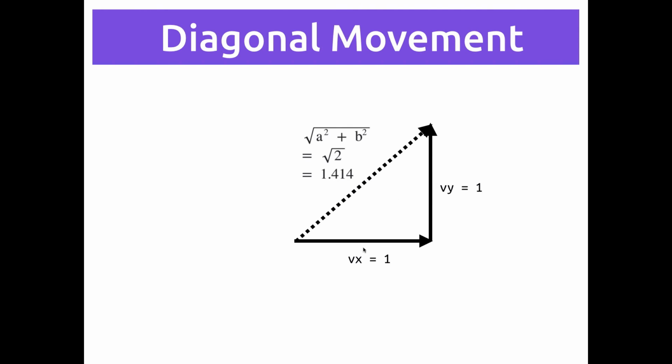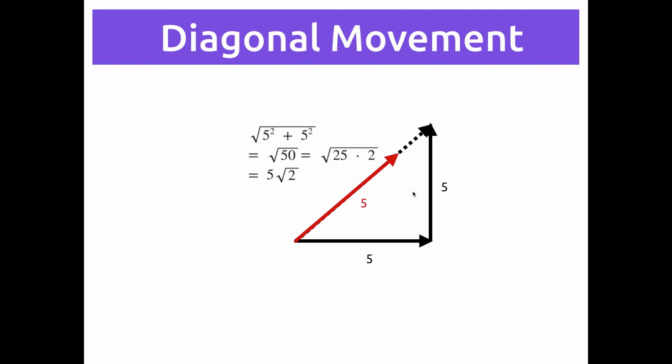And in our example, where our speed is 5, you can see the answer comes out to be 5 times the square root of 2. That's how far we moved, somewhere around 7. But what we really want is to move a distance of 5, even if we're going diagonal, which means we're going to need to divide by the square root of 2. Whatever our speed is, if we divide by the square root of 2, we'll keep it at the same length.